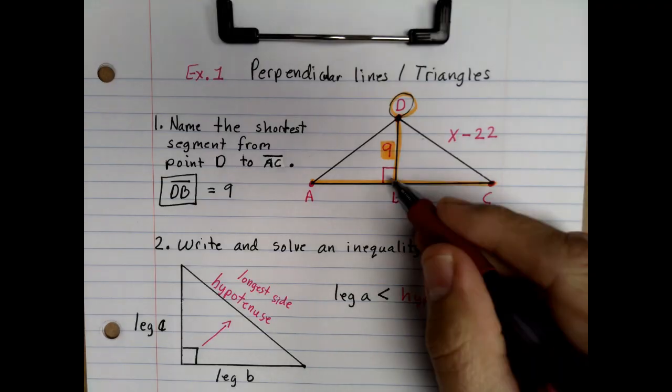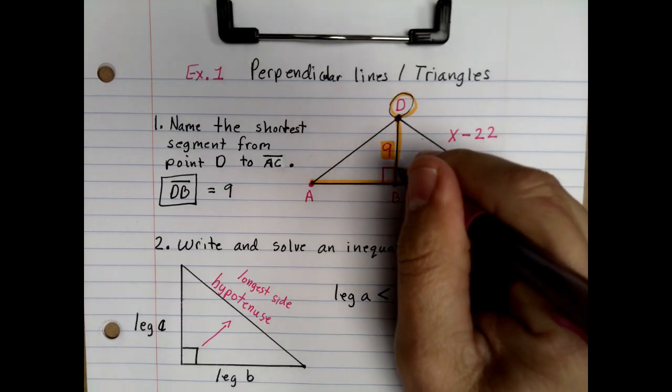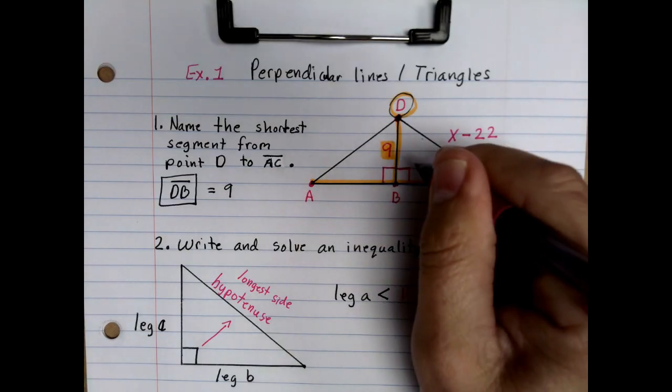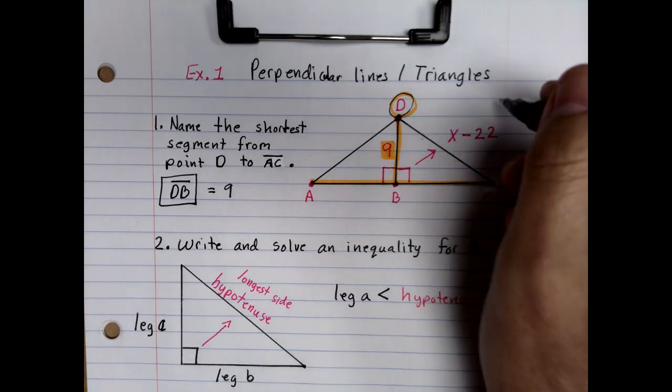Now, if I look back at this image, if this is a right angle on the left, it also makes a right angle on the right. And across from it is my hypotenuse.